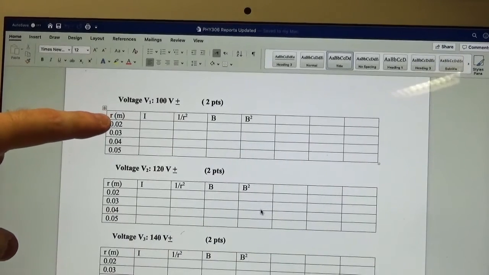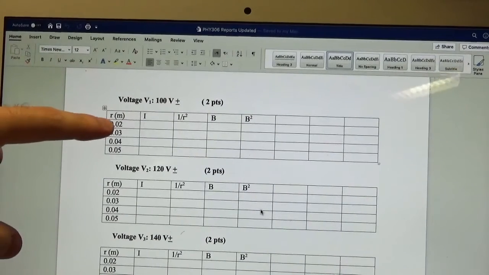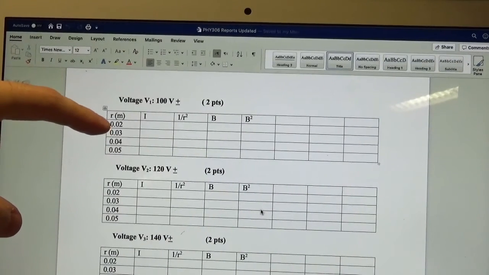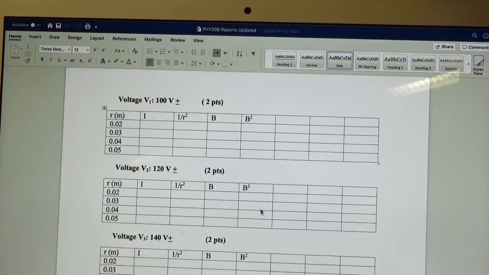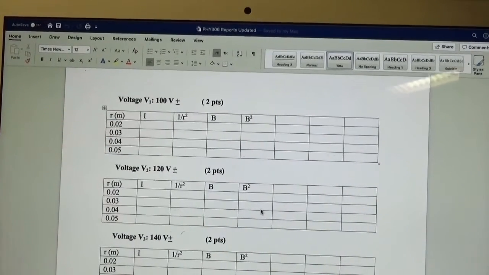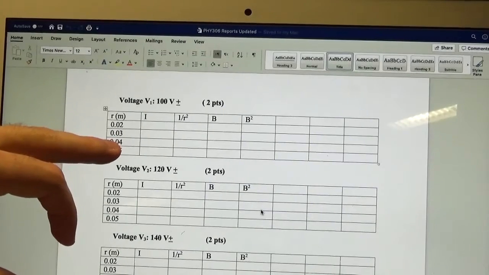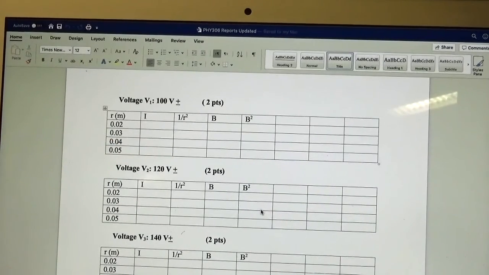However, over here you have different radii of curvature or different radii of orbits. So these radii over here correspond to the radius of orbit of the electron beam, which is undergoing a circular motion. So for the first trial, they want the electron beam to undergo a circular motion at a certain radius of orbit of 0.02 meters. For the second trial, they want the electron beam to undergo a circular motion at a radius of orbit of 0.03. For the third trial, a radius of orbit of 0.04 meters. And for the fourth trial, they want the electron beam to be moving along a circular path at a radius of orbit of 0.05 meters.